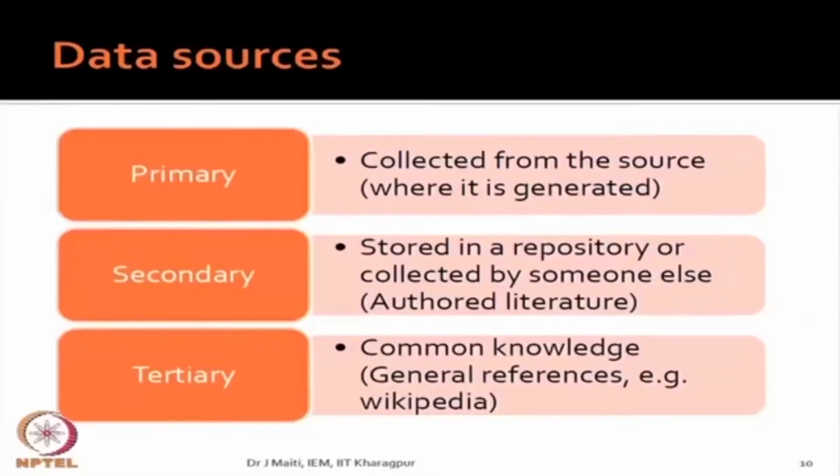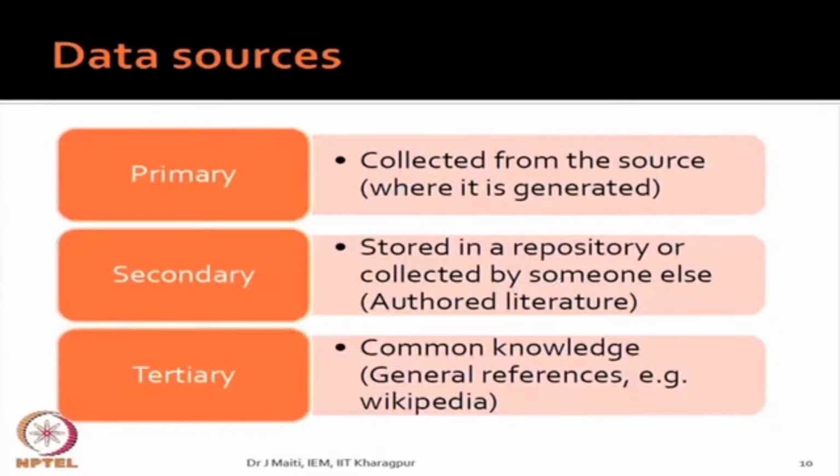Suppose you want to see the behavior of animals in the jungle: you go, observe, and note it down, and that will be your primary data. Similarly, in the production example and the profit map and sales volume case, that is also primary data, so long as you are collecting from the source. What is secondary data? Secondary data is stored in a repository or collected by someone else. You are not collecting it; it is already there.